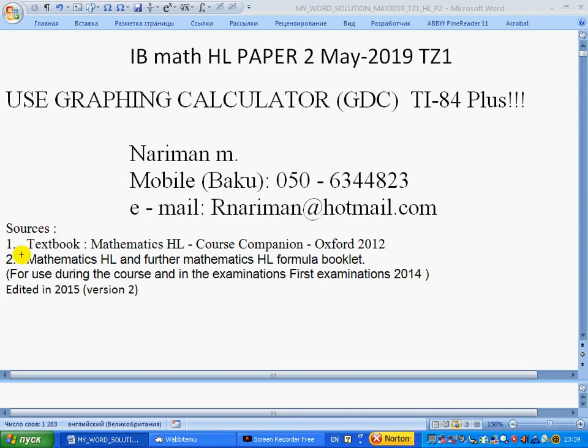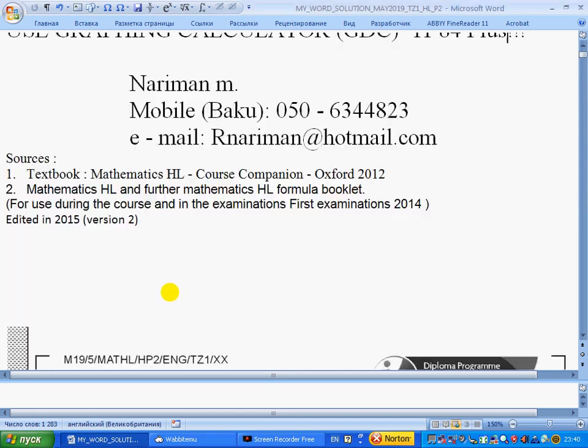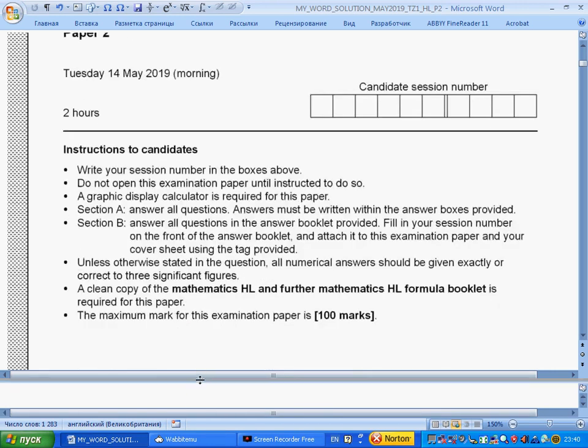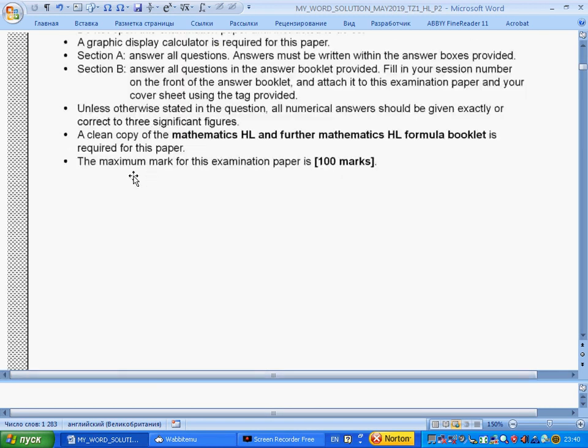To prepare for the exam you can use the Oxford 2012 textbook, a very well written textbook. But for sure you should have a copy of the Mathematics HL formula booklet, because you can use this booklet at the exam. Let's start. This is the cover page.